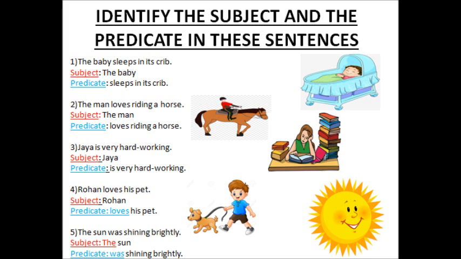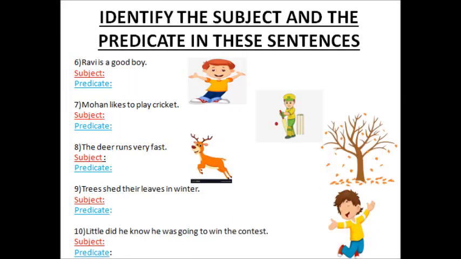The sun was shining brightly. So we are talking about the sun. So the sun is the subject. Was shining brightly is the predicate. So 6, 7, 8, 9 and 10 you will do on your own. Now children, this exercise you have to do in your classwork copy. Okay? So put a tick mark on this exercise and write over there classwork copy.